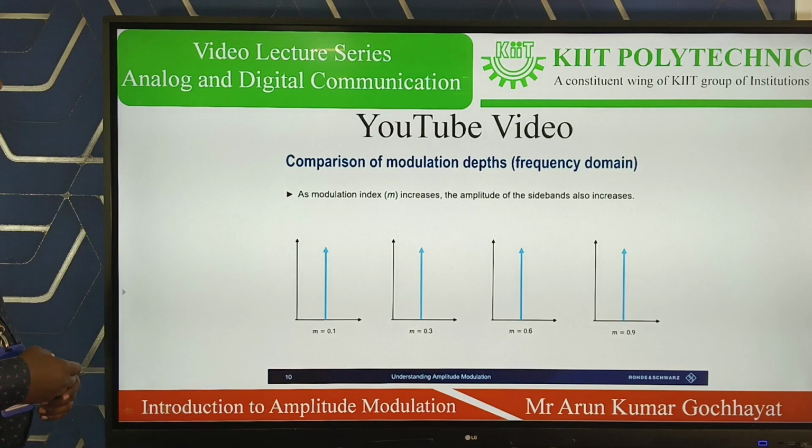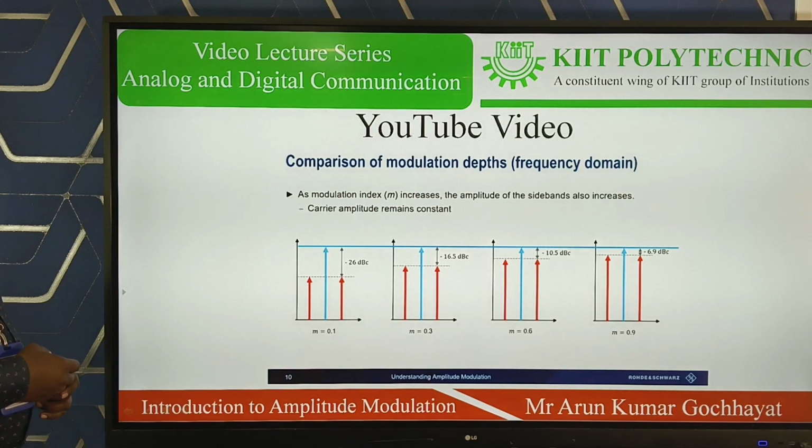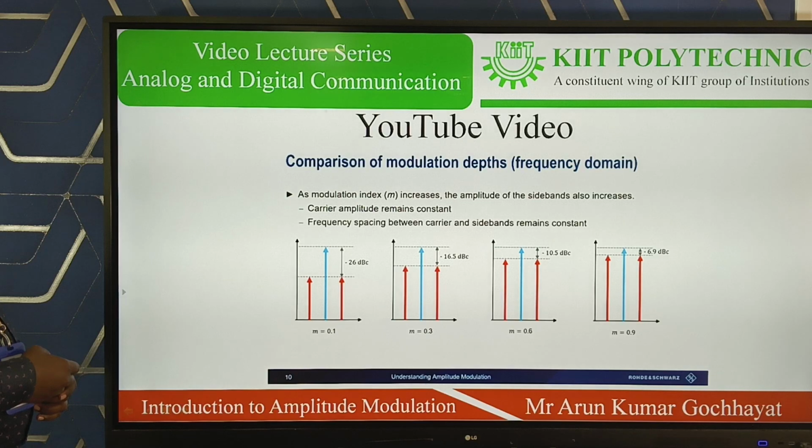We can then calculate modulation index using a simple formula. As we increase the modulation index M, the amplitude of the sidebands also increases. And N, the difference between the carrier and the sidebands, therefore decreases. It's important to note that carrier amplitude is unaffected by modulation depth. Note also that the frequency spacing or distance between the carrier and the sidebands does not depend on modulation depth.